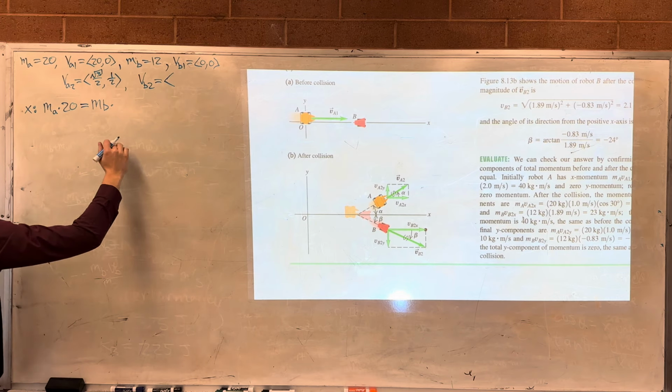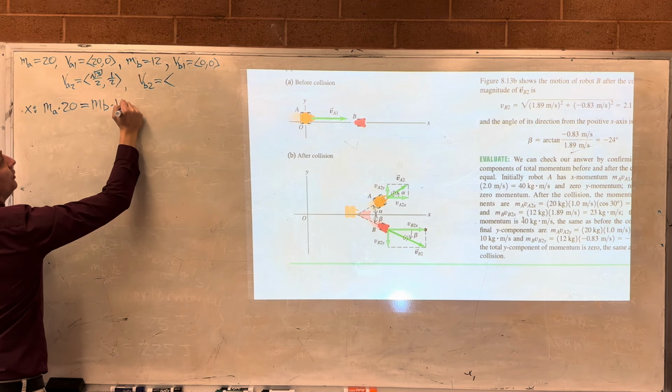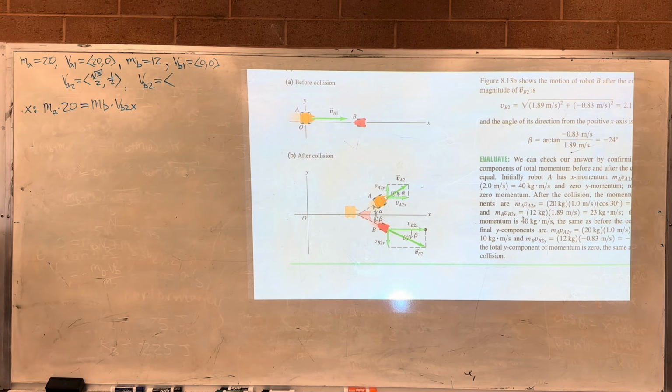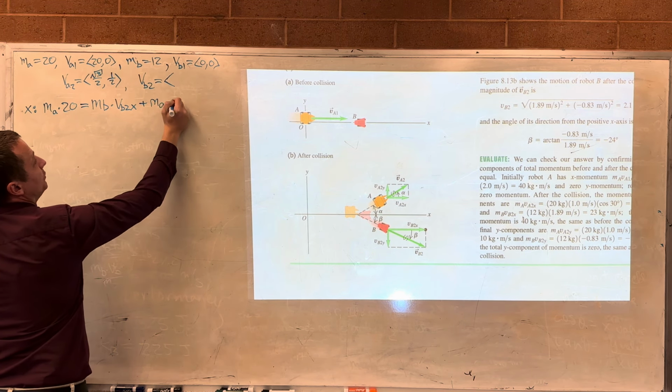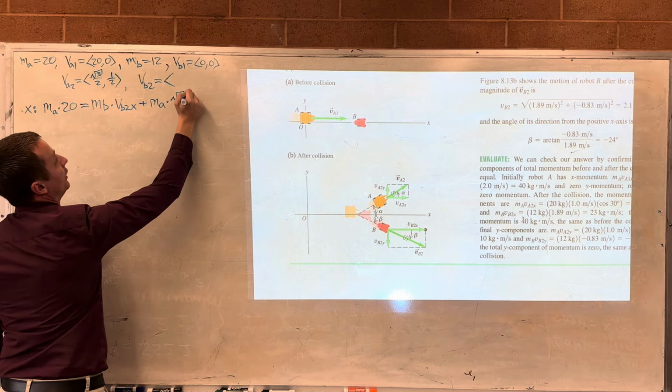Well, what we're looking for is VB2x. I hate using all these subscripts, but we're going to have to do it. It's so confusing. VB2x plus MA, I'm not sure why I didn't do A first. MA in the x direction after the collision times square root of 3 over 2.